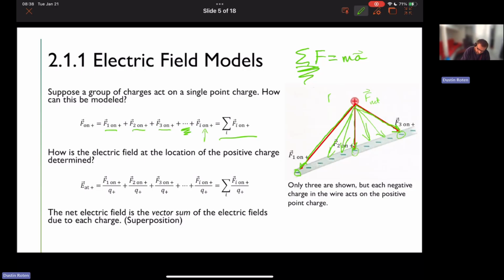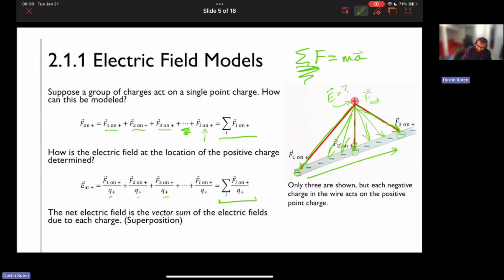So if we wanted E here, well, all we have to do is just divide out the value of our test charge. We know what our test charge is. It's that positive value because that's the location we're looking at. So we just divide out that positive charge, and then of course we can add up all these individual generated electric fields with each of those negative charges.